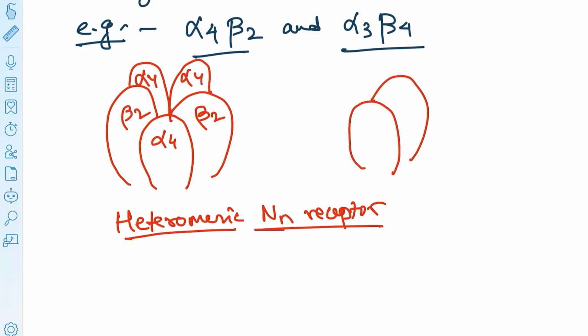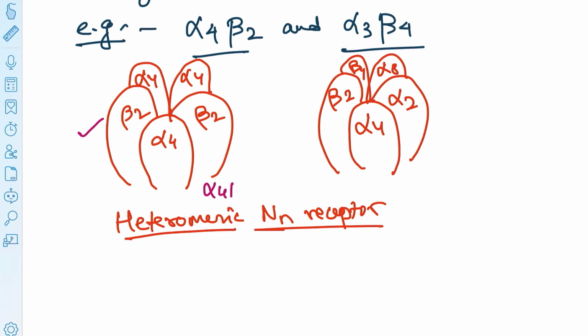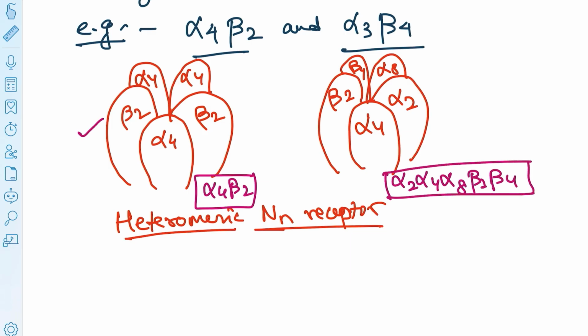Now for example, if I draw a nicotinic receptor, okay, which has alpha 2, alpha 4, beta 2, alpha 8, beta 4. Now this has different combinations of alpha and beta subunits. Now the difference is in their nomenclature, okay. So in the earlier case it has only alpha 4 and beta 2 subunits, so we will basically write it as alpha 4 beta 2, right? But in this case we have to mention all the subunits in ascending order. So it will be alpha 2, alpha 4, alpha 8, beta 2, beta 4 nicotinic acetylcholine receptor. Is it clear to you?